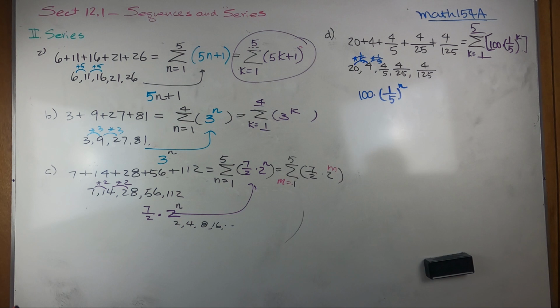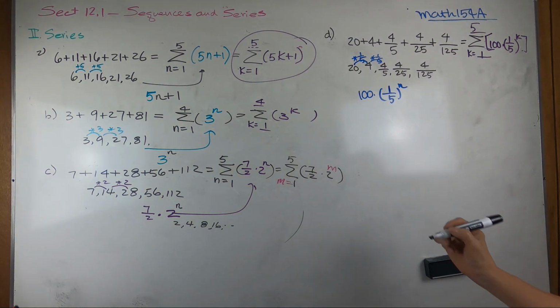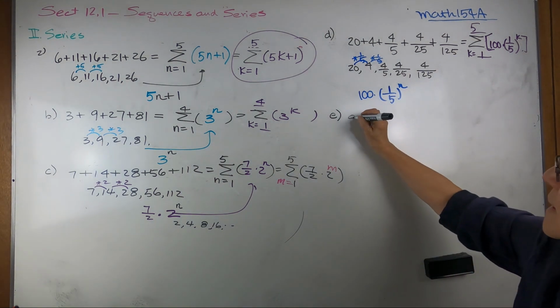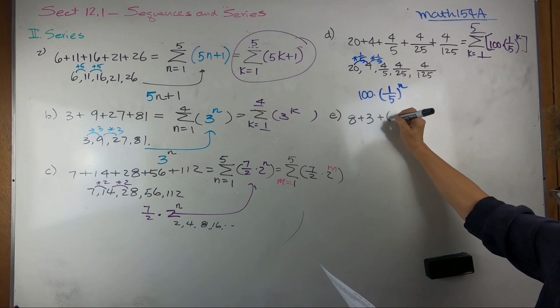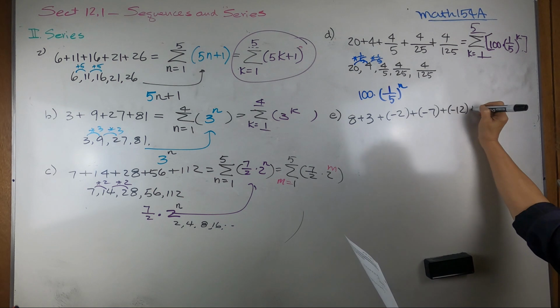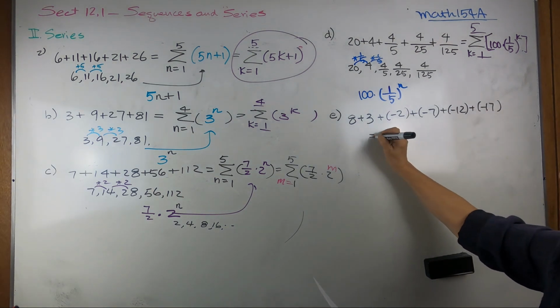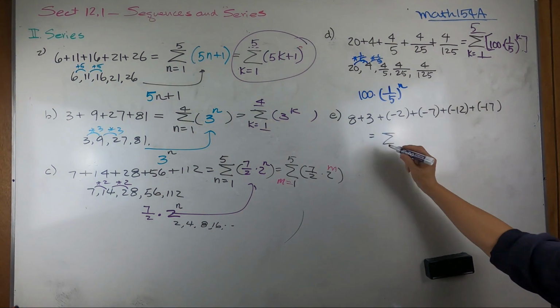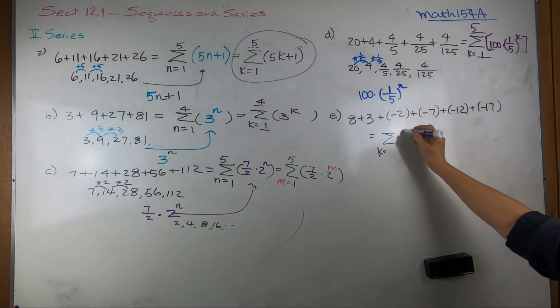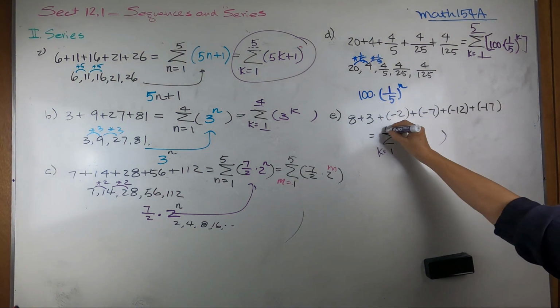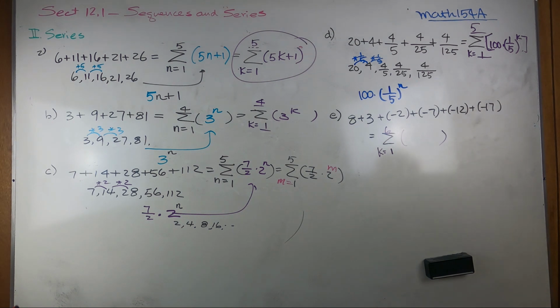That's how you write a summation notation. Let's look at the next one: 3 plus negative 2 plus negative 7 plus negative 12 plus negative 17. We want you to write the sigma notation with k, and then write your answer patterns in here. So k is how many terms? From 1 to 6 of them, right?